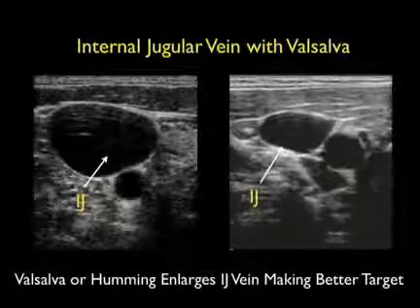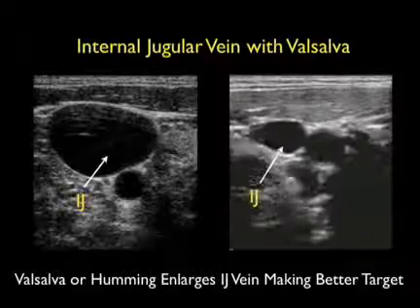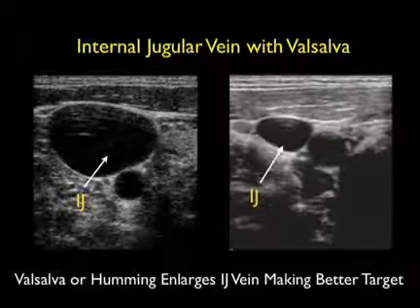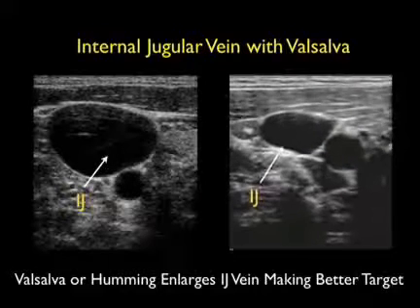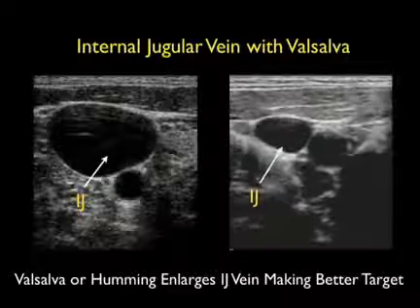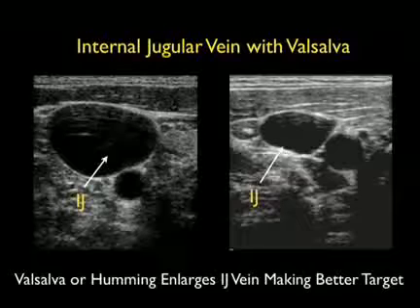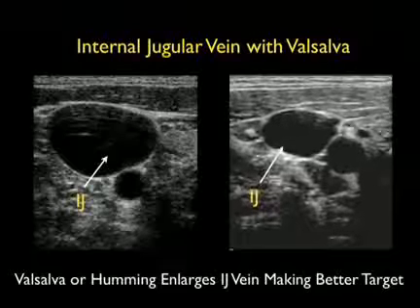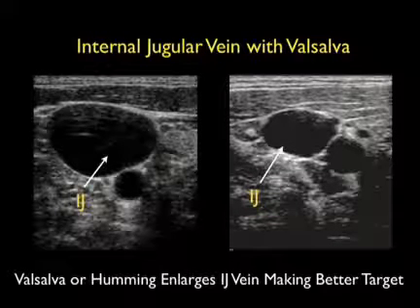In the image to the right, note the relatively small caliber of the internal jugular vein. Notice that it's almost as big here as the carotid artery, but that it becomes much more distended as the patient bears down. Using the Valsalva technique can make it a much better target for placement of the large cannulation needle.